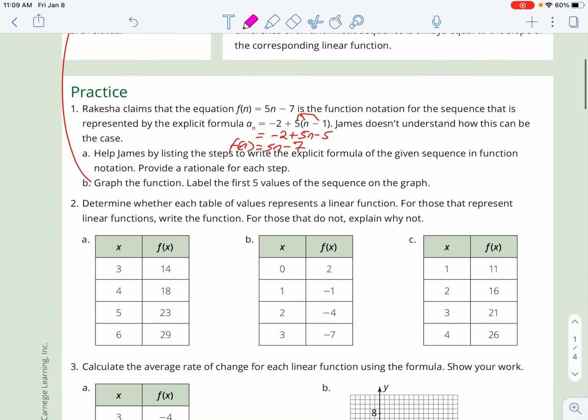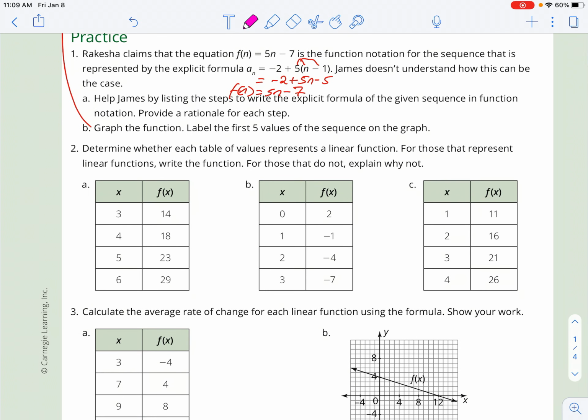Number 2, determine whether each table of values represents a linear function. For those that represent linear functions, write the function. Okay?